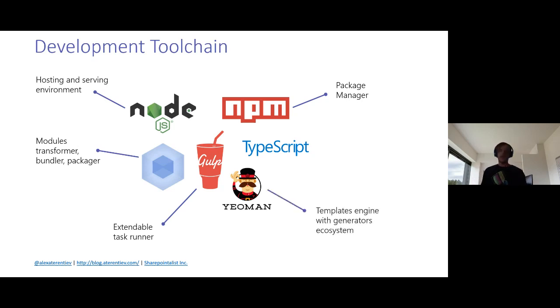Yeoman is a templates engine with a generators ecosystem, and you can think of a generator as a conditional template. So when you launch a generator, it prompts the user with different questions, and based on the answers, it will create the needed template for you.